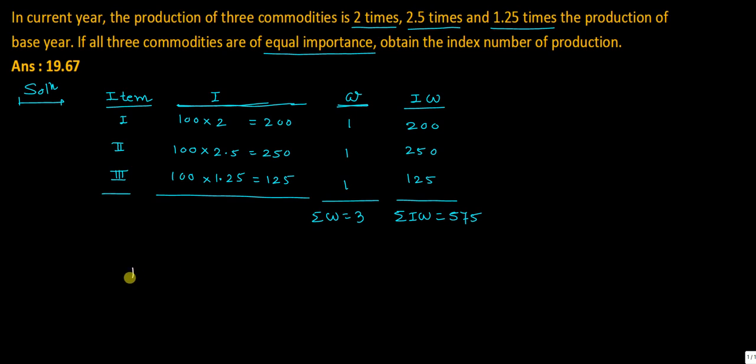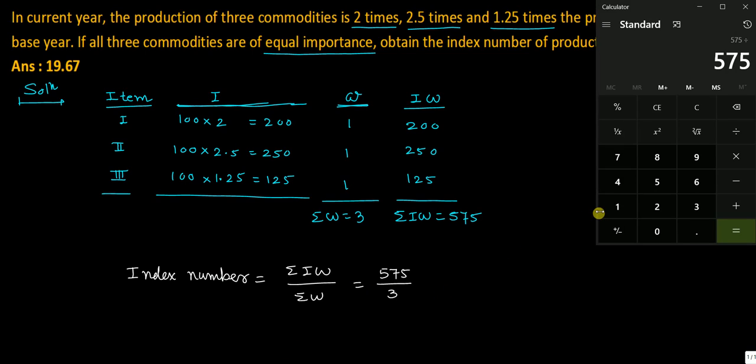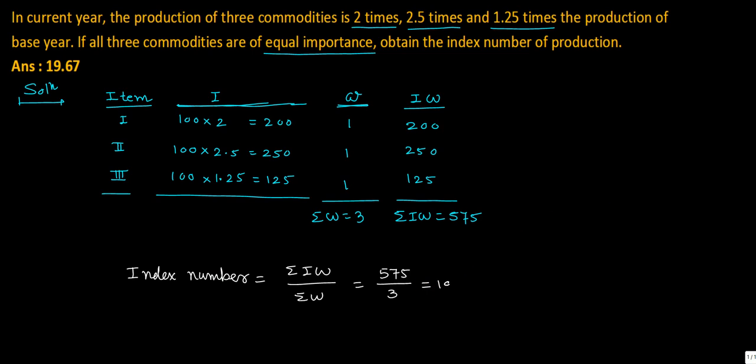Index number equals sigma IW upon sigma W, equal to 575 divided by 3. 575 by 3 equal to 191.67. Okay. See, the answer is 191.67.